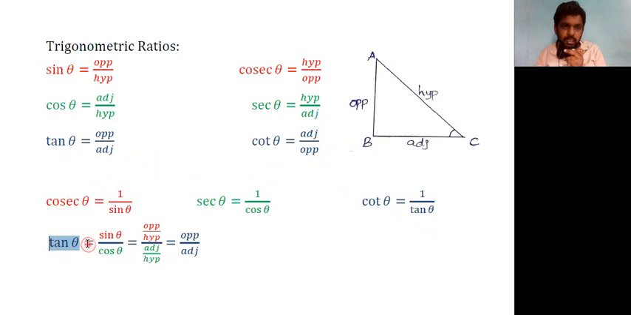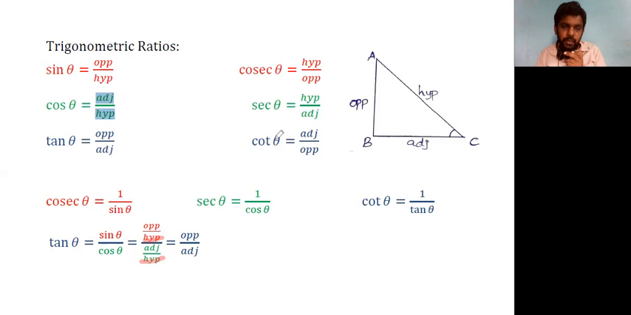And tan theta can also be given by sin theta by cos theta. So we know that sin theta is equal to opposite divided by hypotenuse, and cos theta is equal to adjacent divided by hypotenuse. So opposite divided by hypotenuse, the whole divided by adjacent divided by hypotenuse. Both the denominators get cancelled. So we have opposite divided by adjacent, which is tan theta.